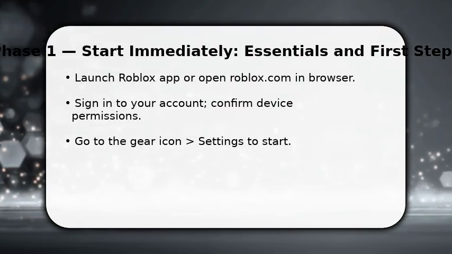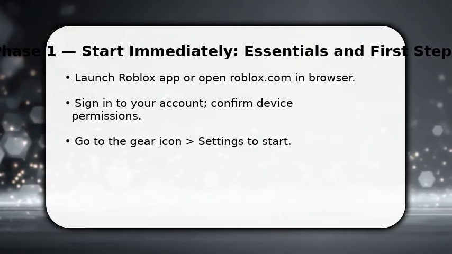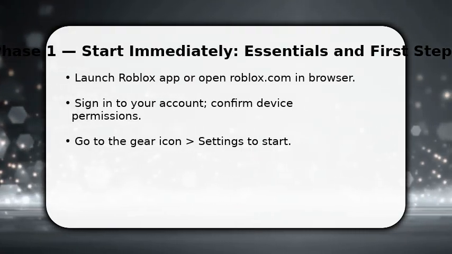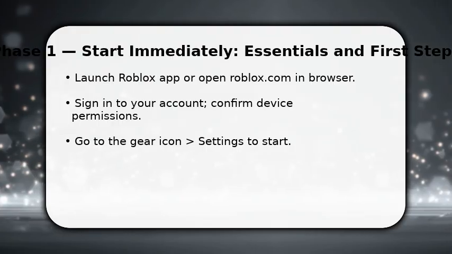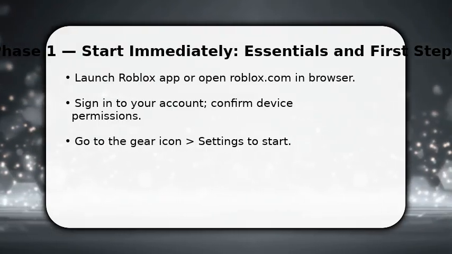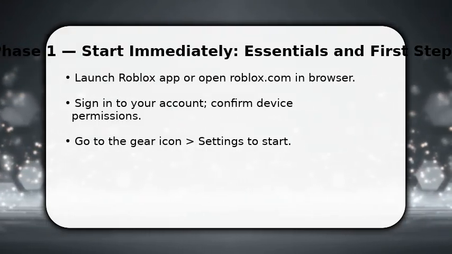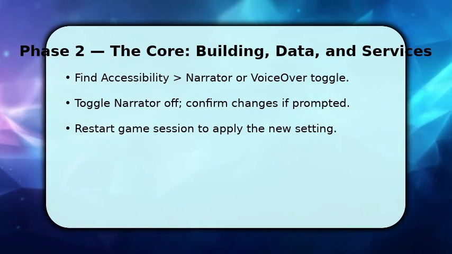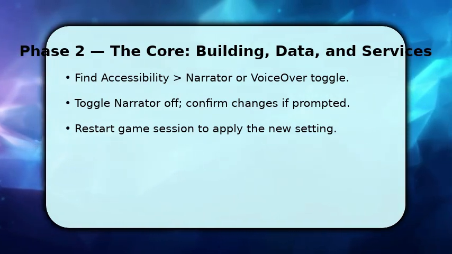Now locate the accessibility section. This is where voice features live. Don't skip checking whether you're on desktop or mobile because the interface slightly differs and the next steps depend on that platform. Next, navigate into Accessibility and find the Narrator or Screen Reader option.